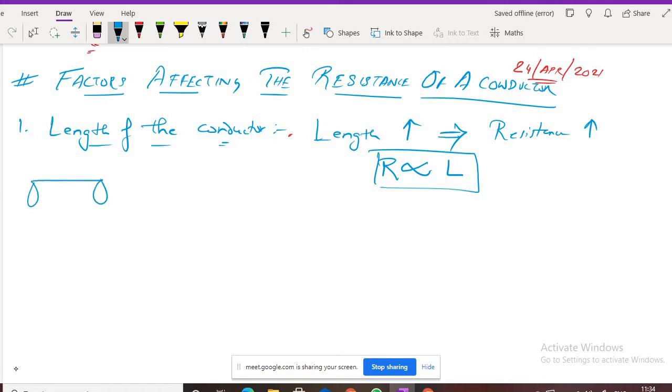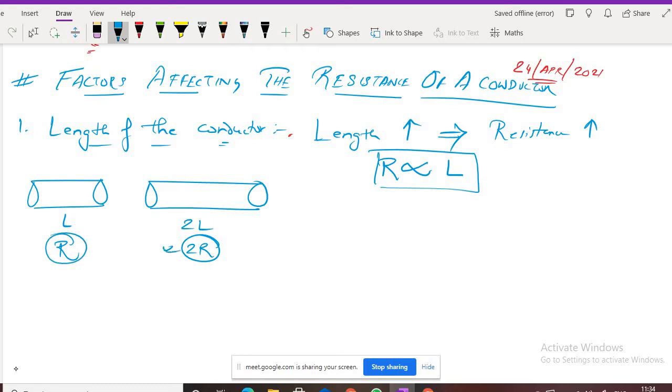Let me show you like this. Suppose this is a conductor whose length is L, and this is another conductor whose length is twice L. If its resistance is R, then this resistance will be 2R. Understood? If the length doubles, then the resistance will also double. Understood this much? This is the very first property.